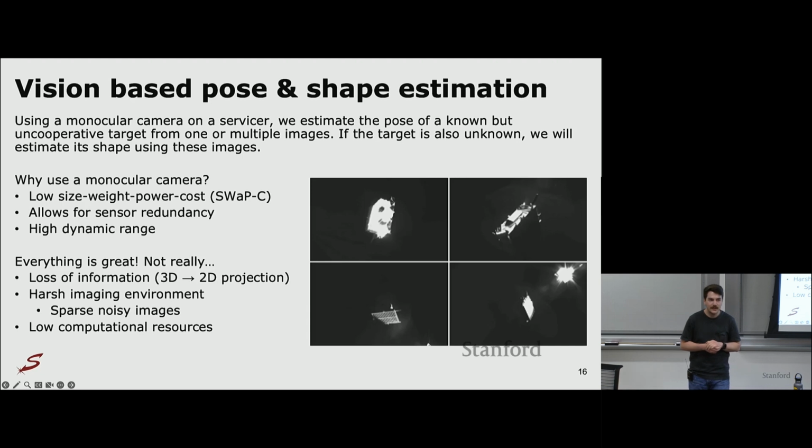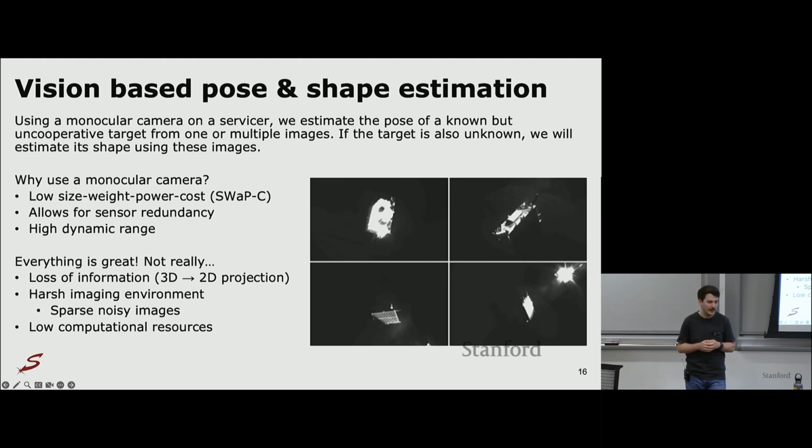Sounds like everything's great, but not really. As Justin mentioned, when we go to the camera world, we get a loss of information. We go from a 3D to a 2D projection that inherently loses information. And so that's a challenge to be overcome by these algorithms.